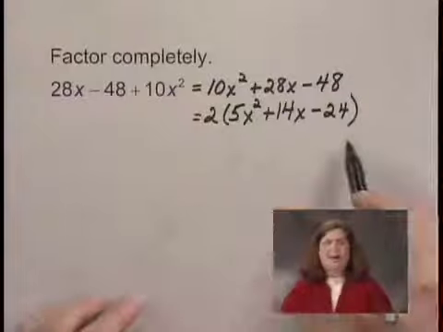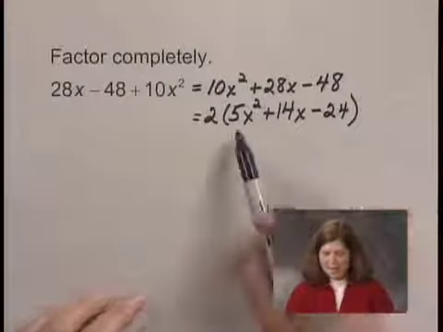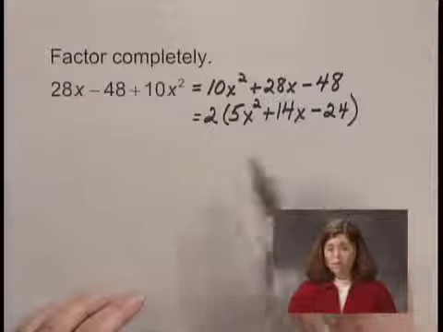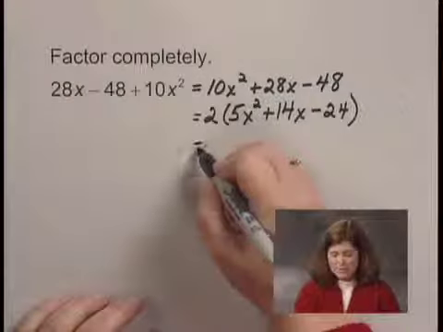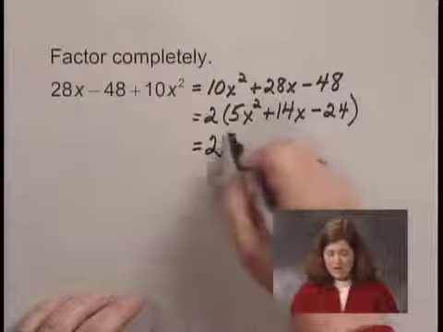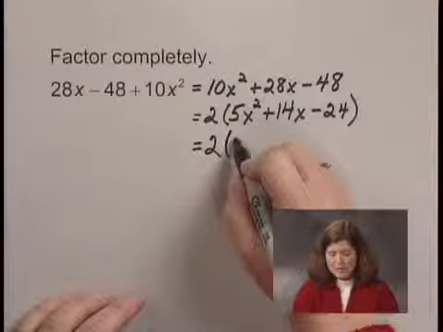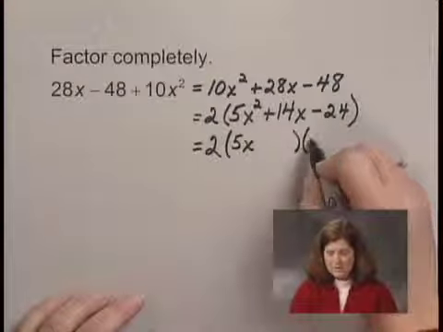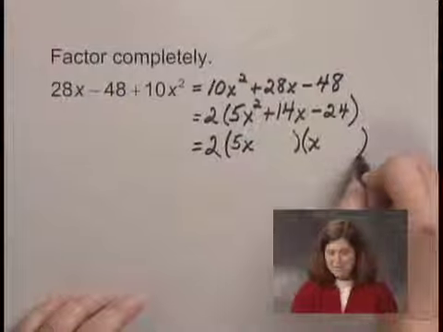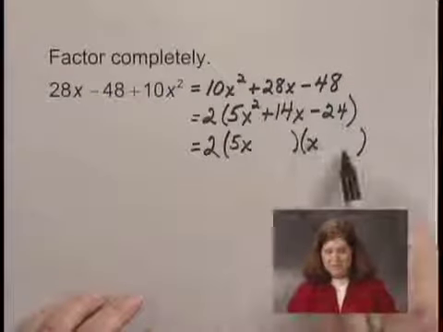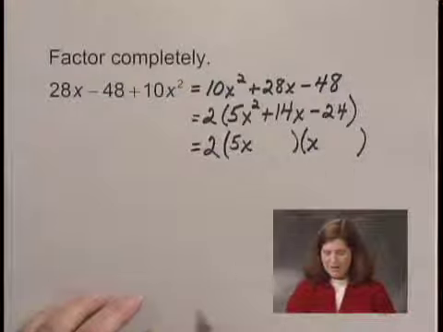Now, in my parentheses, I have a trinomial. And if the trinomial does factor, it will factor into 2 binomial factors. Since 5 can only be factored as 1 times 5, I know that it's going to look something like 5x plus or minus something times x plus or minus something. The tricky part will be to find out what to fill in here and the rest of the binomial factors.